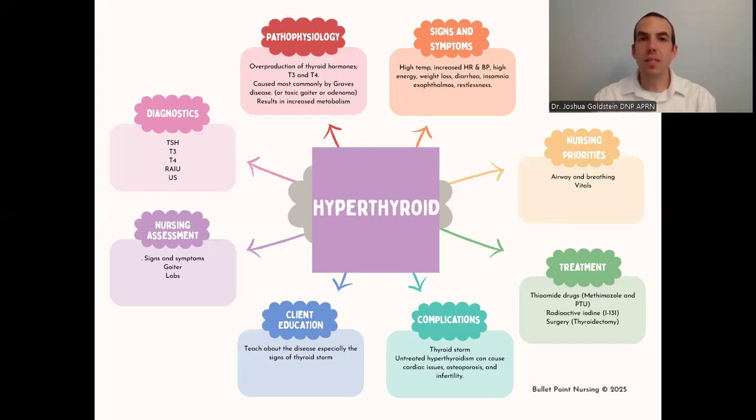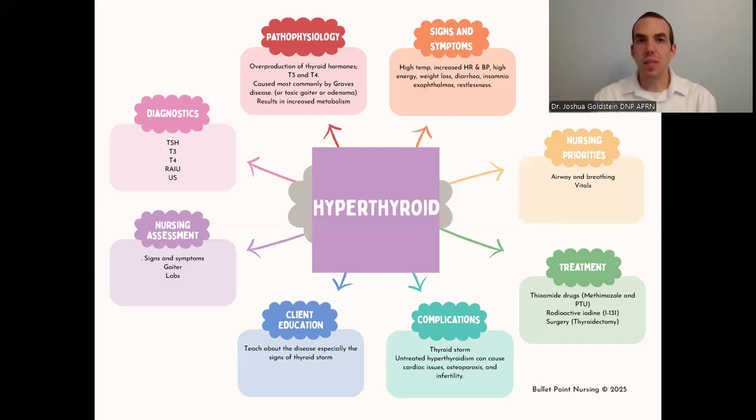The most common cause in the pathophysiology of hyperthyroidism is Graves' disease. Graves' disease is an autoimmune disease, just like, if you already watched the hypothyroidism lecture, you saw that over there it is most commonly caused by a different autoimmune disease, Hashimoto's. In this case, it's Graves' disease. Two other common causes are a toxic goiter or an adenoma.